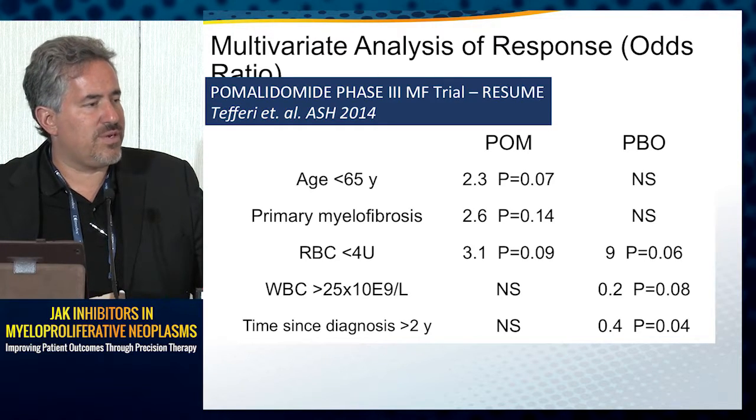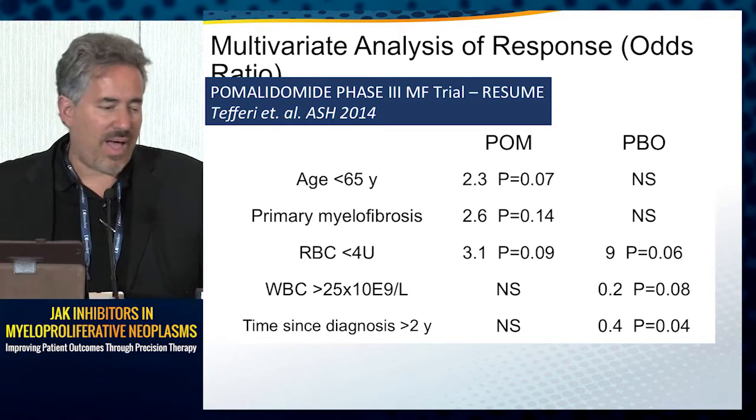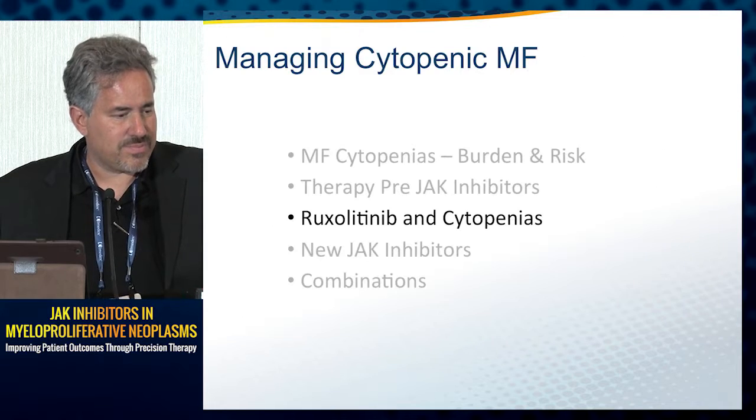It does raise the question, if we had included individuals who were not transfusion dependent, let's say a stable hemoglobin of 9, would it have been easier to see a response? I believe that that may have been the case.